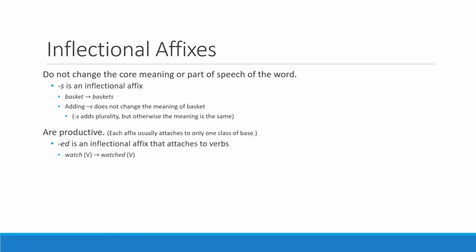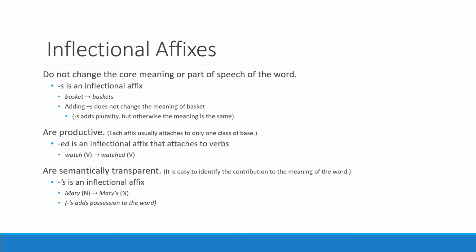They're also productive, meaning each affix usually attaches to only one class of base. So ed is an inflectional affix that attaches to verbs. So watch is a verb, and you can add an ed to it to become watched, and it's still a verb. They're also semantically transparent, so it's easy to identify the contribution of the meaning to the meaning of the word. So apostrophe S is an inflectional affix. Mary is a noun, and Mary's is a noun who owns something, and in English it just means that it's giving possession to the word.